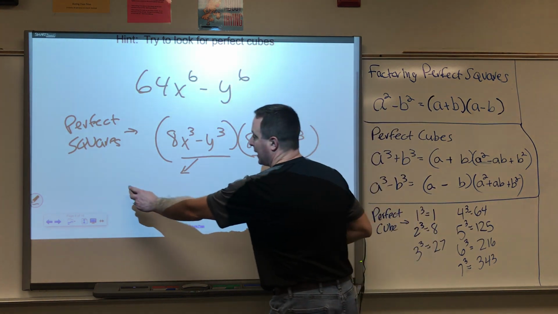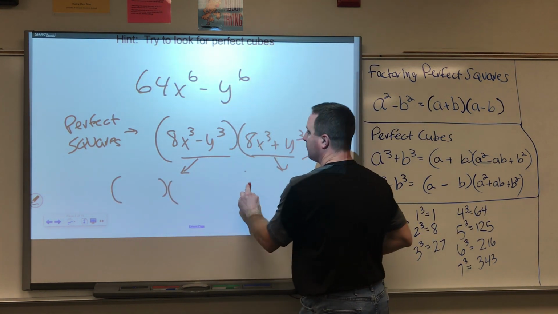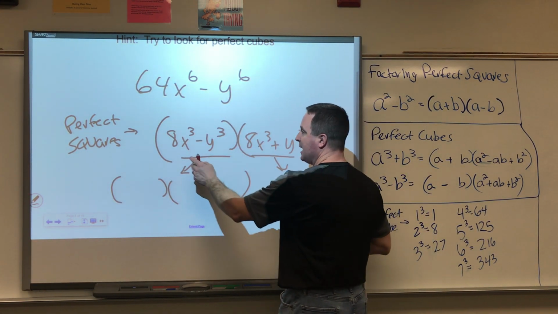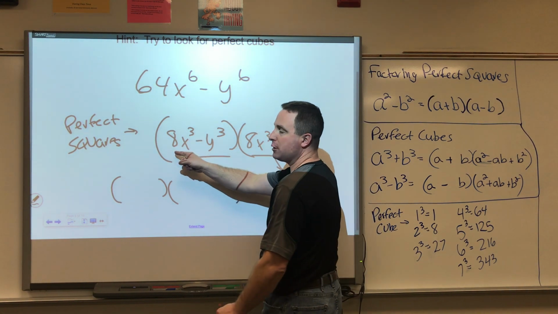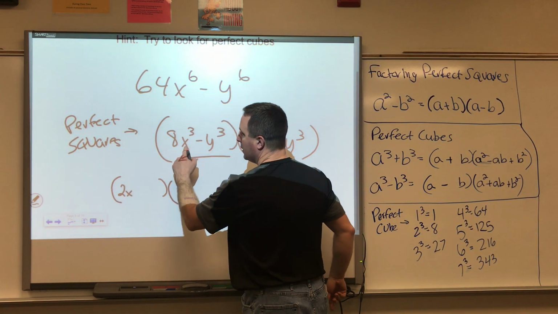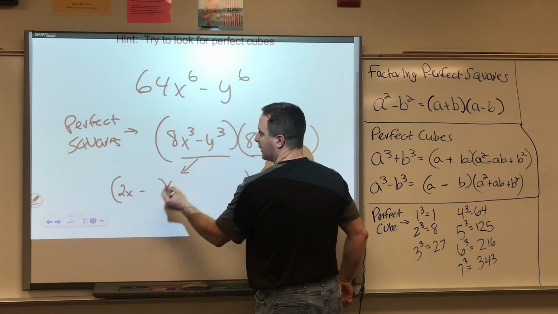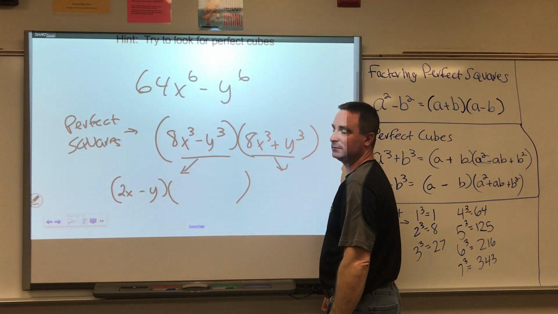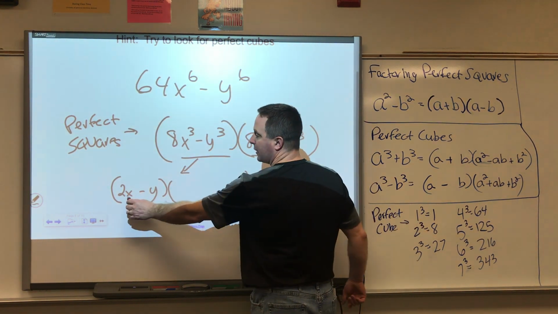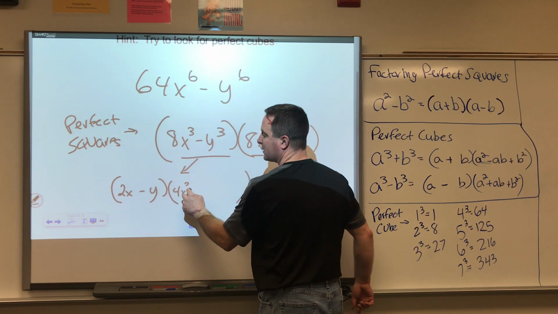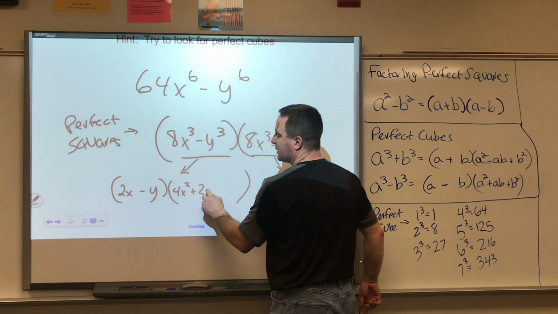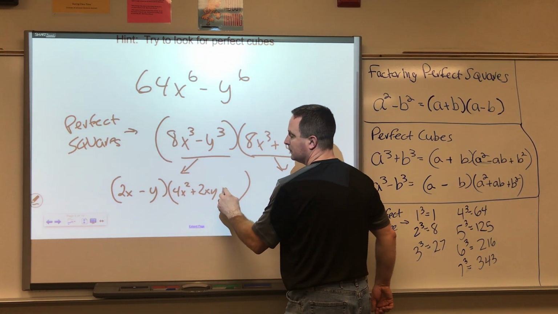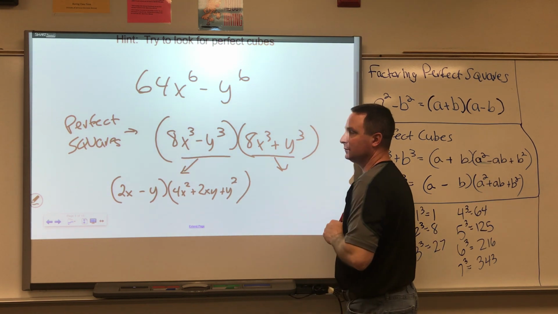Okay? Now, with this one, I can make it into a little part and a big part. And I'm going to do perfect cubes. So I'm going to do the cube root of 8x cubed, which is 2x, and the cube root of y cubed is y. And I'm going to use my pattern over here. I'm going to square the first one, 4x squared, change the sign and multiply, and y squared.